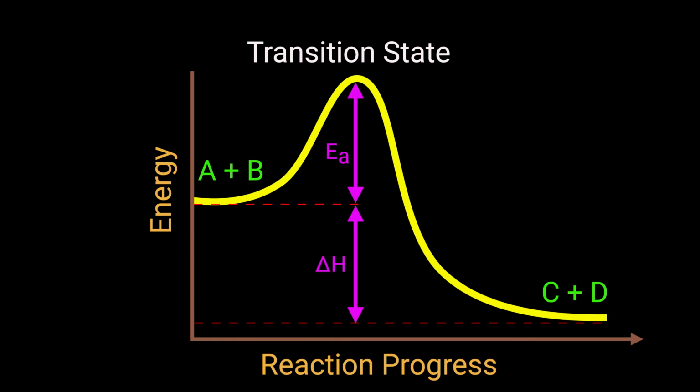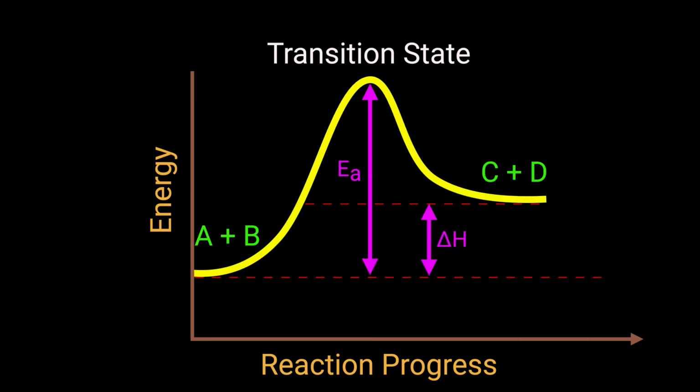The energy difference between A and B and the transition state is called the activation energy. The difference in energy between the reactants and the products is the enthalpy change. So, for this reaction, it is exothermic because the final energy state is lower than the initial energy state, and the reaction will give off heat. However, in this diagram, the products occupy a higher energy state than the reactants. This reaction is endothermic and takes up heat from the surroundings.